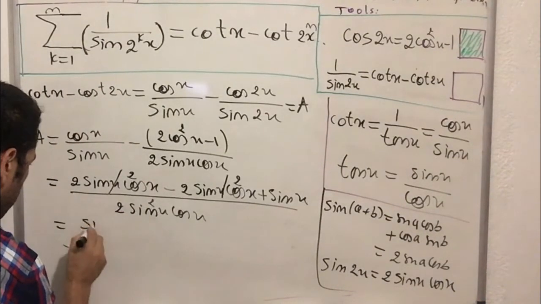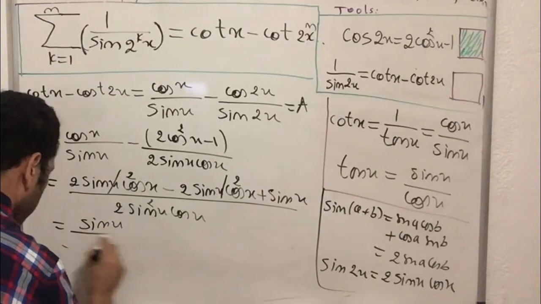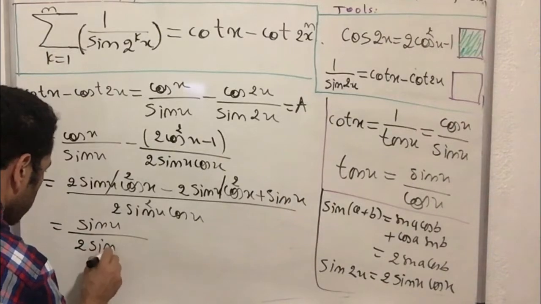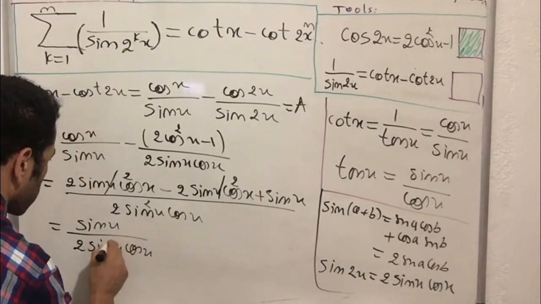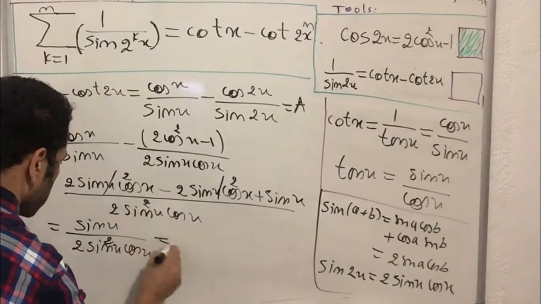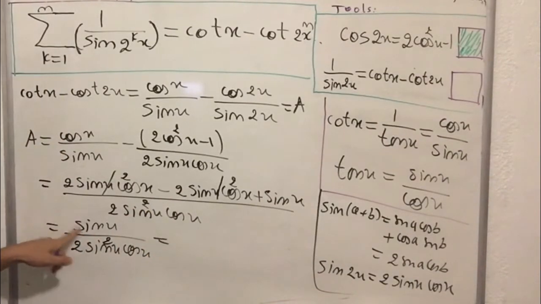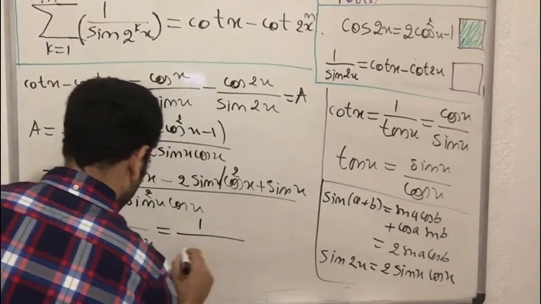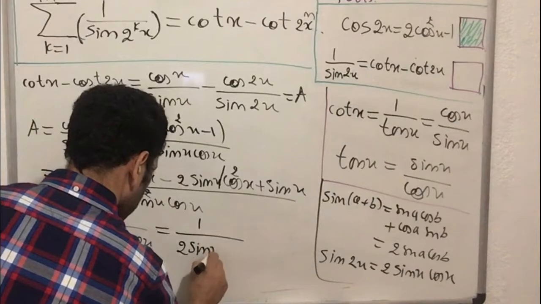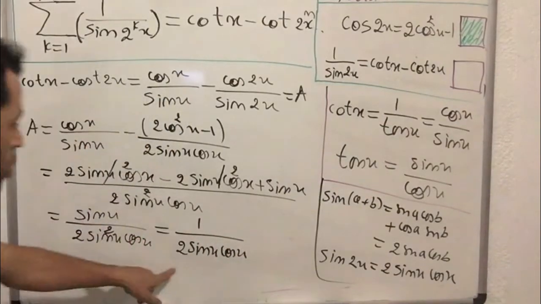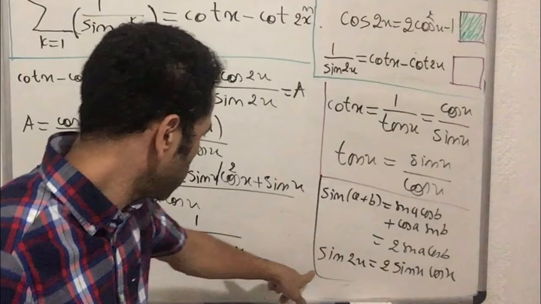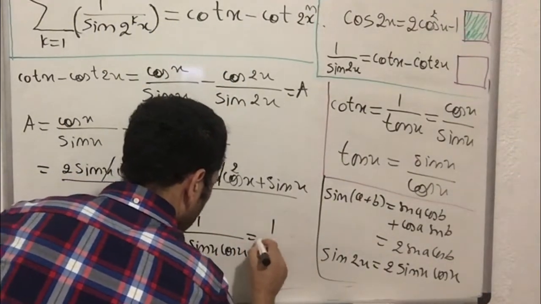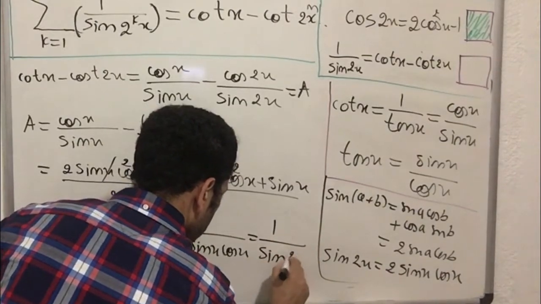So this one equals sine x over 2 times sine x cosine x squared. I have a square, so I'm going to simplify sine x by sine x. Okay, so it becomes 1 over 2 sine x cosine x. What is this? You see, 2 sine x cosine x is sine 2x, equal to 1 over sine 2x.